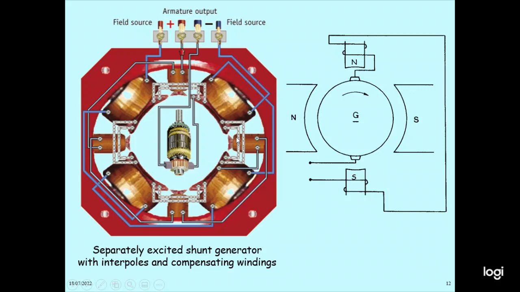So the P winding can be connected like this. So this is a P1 interpole. So this is the separately excited generator. This is the effect of the compensating winding.